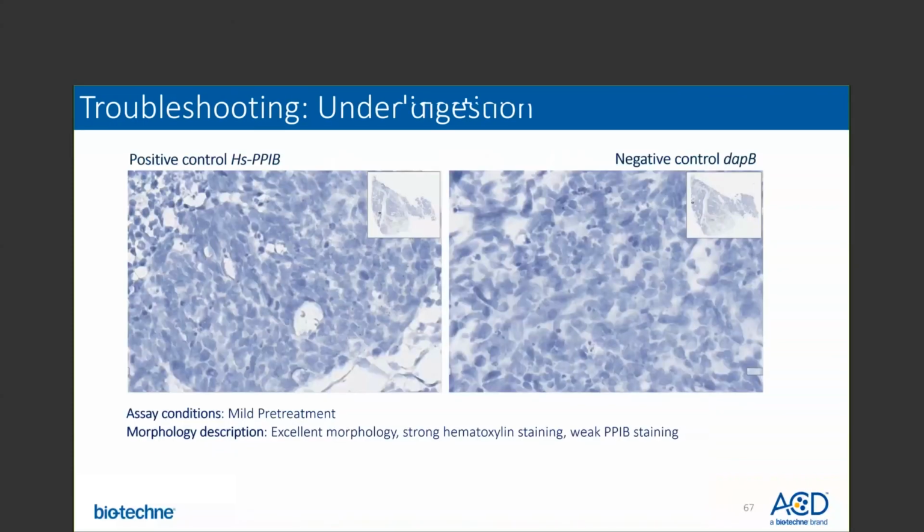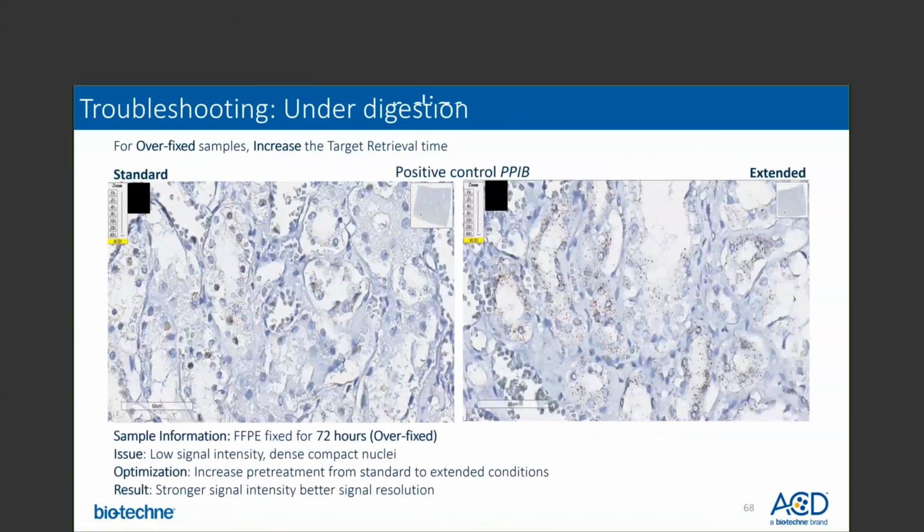On the opposite end of the scale, here are examples that have been underdigested. The PPIB staining is much weaker, but the tissue morphology looks great with strong hematoxylin, and it shows no signs of overdigestion. To account for this, the target retrieval was adjusted from standard to extended, which improved signal intensity and resolution and eliminated the nonspecific trapping of the chromogen, which is seen in the image on the left.